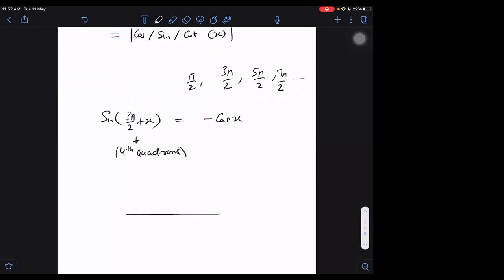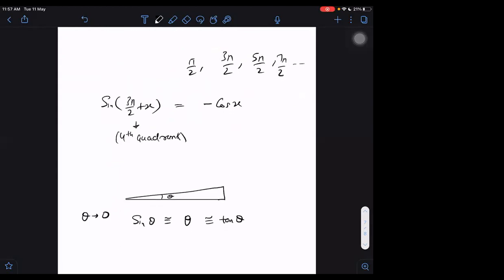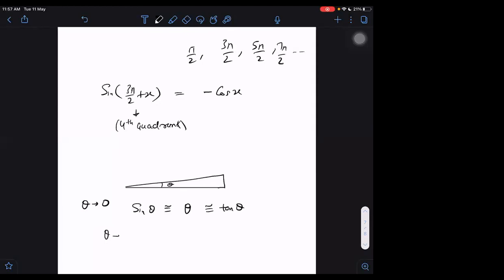Next comes small angle formulae. When theta is very small, theta tends to 0, then sin theta is approximately equal to theta. And it is also approximately equal to tan theta. Why does that happen? Because when theta tends to 0 degrees, then base becomes approximately equal to hypotenuse. And as a result, P upon H becomes approximately equal to B upon H.